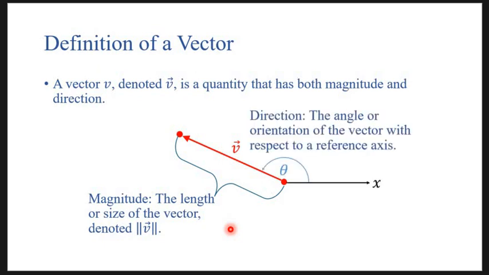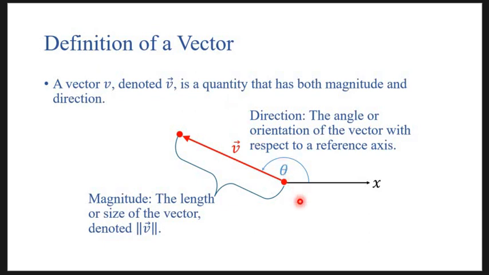And then we have the direction of the vector, which is an angle or orientation of the vector with respect to some reference axis. And the reference axis we're using is the positive x-axis. So the positive x-axis will serve as the initial side of the direction angle, and the vector itself will serve as the terminal side of the direction angle, which will be denoted by theta. So we have the magnitude that we denote with this symbol, and we have the direction that we denote with this symbol, and those are the two things required to have a vector defined.